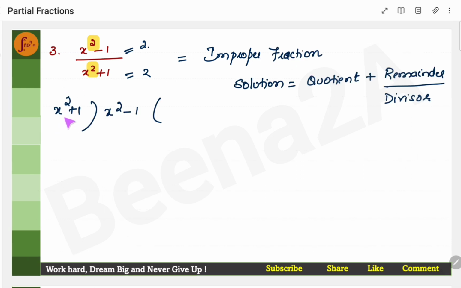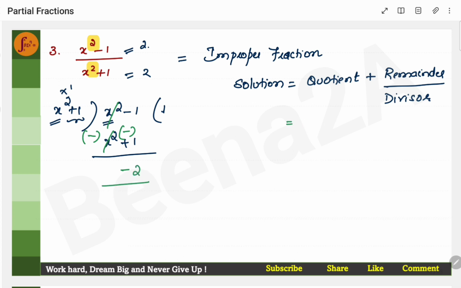So here, what should we multiply x square with so that you get x square? You have to multiply with 1, obviously, right? So x square into 1 is x square. Then I multiply this 1 with this remaining term. That is 1 into plus 1 is plus 1. I subtract the whole thing. x square and x square will get cancelled. Minus 1 will become minus 2.